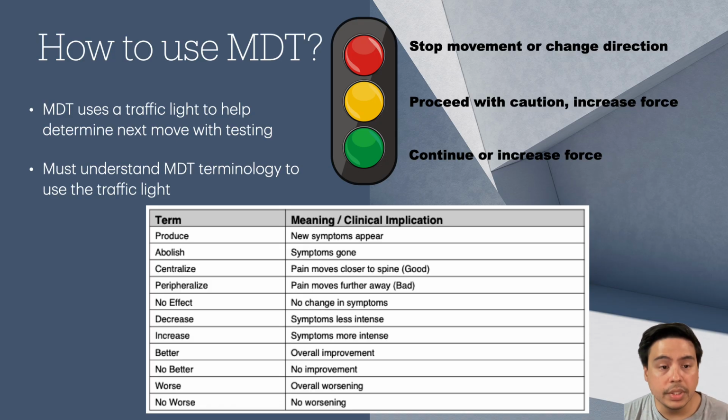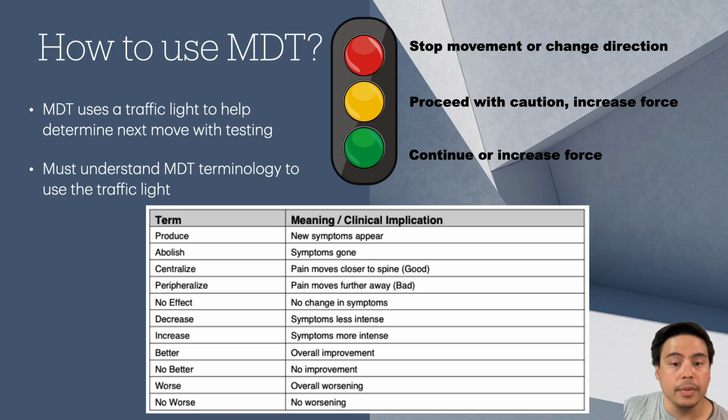Same thing with worse. So you have your produce, peripheralize, increase in symptoms. If they continue to stay that way after the testing, that's considered worse. If they go back to their baseline, like if they have the pain or the increased pain, the peripheralization during, and then it goes back to baseline, then that's considered no worse. And then you have a no effect.